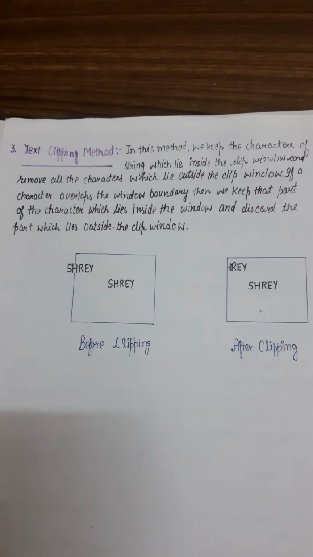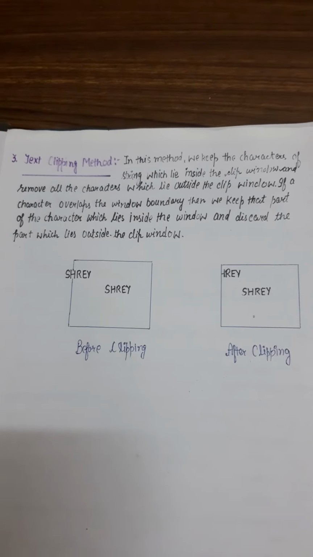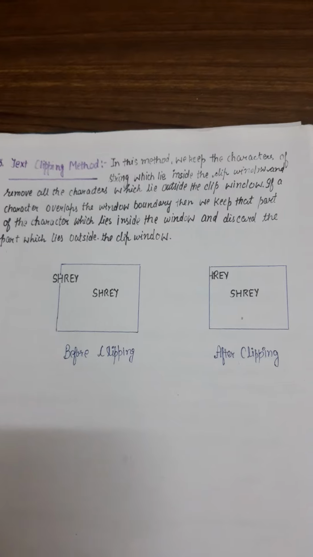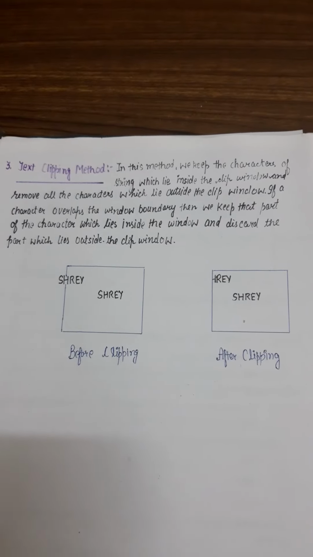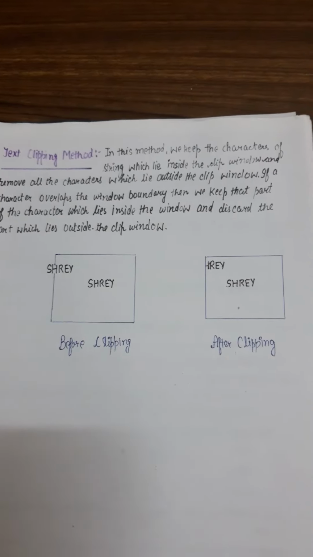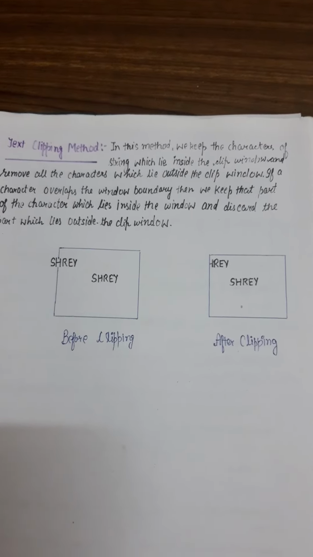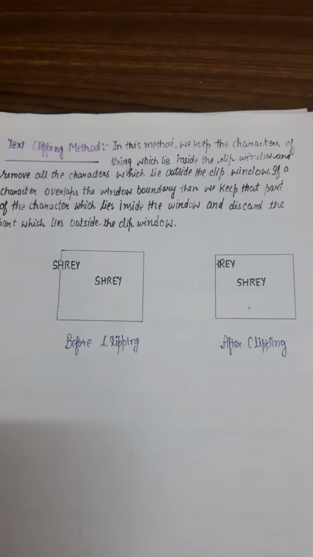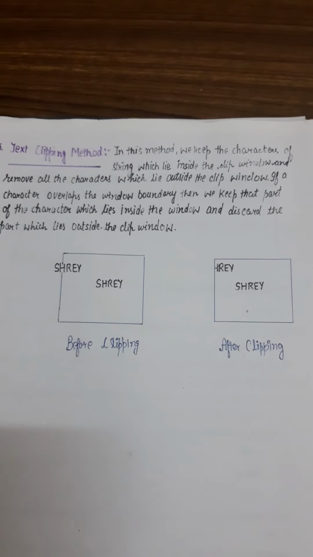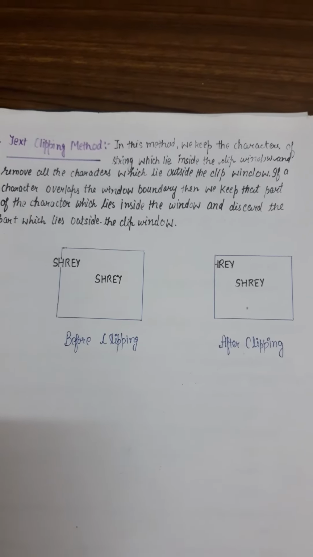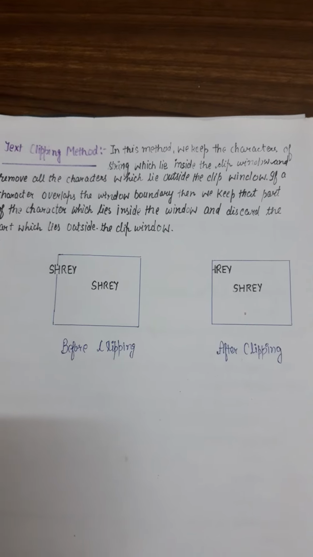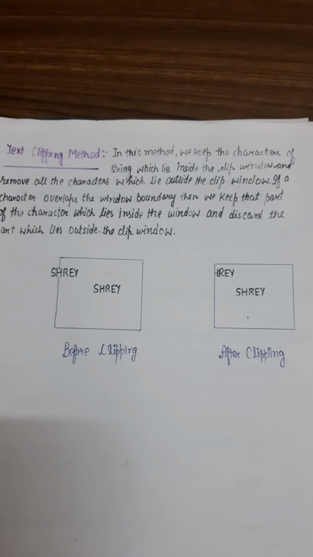The third method is the text clipping method. In this method, we keep the characters of strings which lie inside the clip window and remove all the characters which lie outside the clip window, right? So you can see in the diagram here, again there are two values of "Shrey". In the upper "Shrey", half of the H was inside the clipping window and half was outside the window.